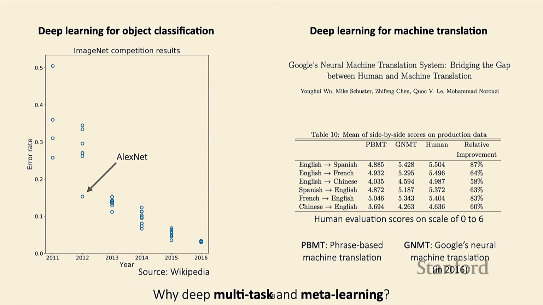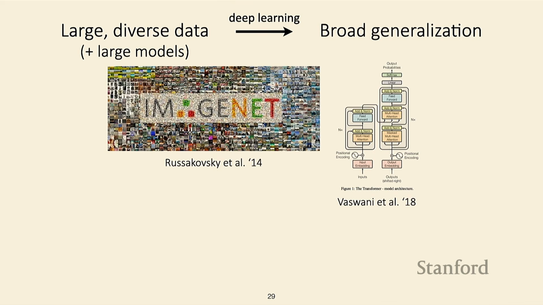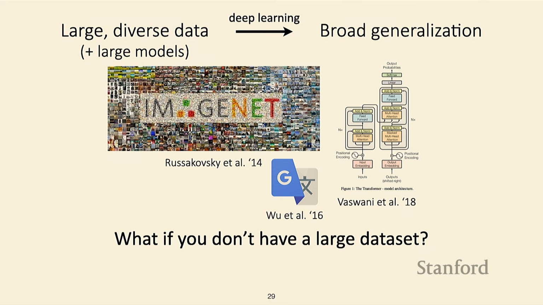Cool. So that was some brief motivation for why we might focus on deep learning systems. Now, why might we focus on deep multitask and meta learning systems? In deep learning, we've seen that if we have a large and diverse data set and a large model, that leads to good generalization on the tasks that I showed on the previous slide. We saw this with ImageNet, with things like transformers, machine translation. But there are a lot of scenarios where you don't have a large and diverse data set at the outset.